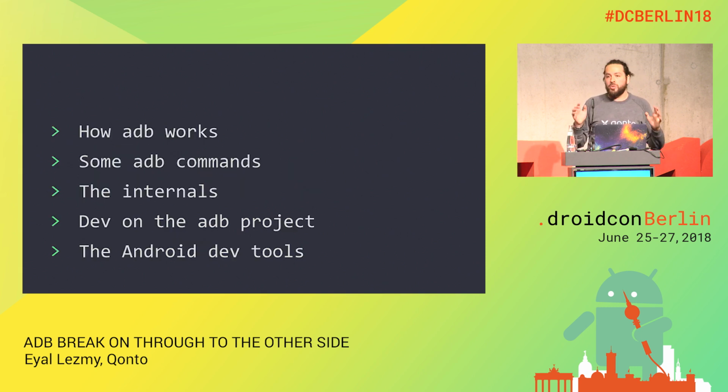Okay, so what we will talk about today. First, just a big picture of how ADB is working. We will also dive a little bit into some ADB commands that you maybe already know. And then we will go a little bit deeper into the internals of ADB. And we'll finish with two things. First, if you want to work on the ADB project, how to do it. And of course, because you are using ADB a lot, we'll see how the Android dev tools are using ADB.